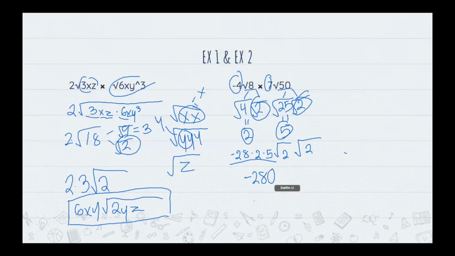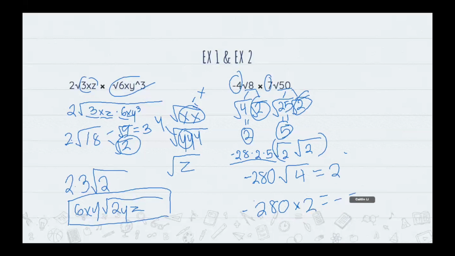But if you notice that our radicands are the same, so we can multiply those to each other, which will give us 4. And this is also a perfect square, so we can simplify this even further to just 2. So it would be negative 280 times 2, which would give us negative 560. Yeah, and this would be our final answer. No radicand. That's just it.